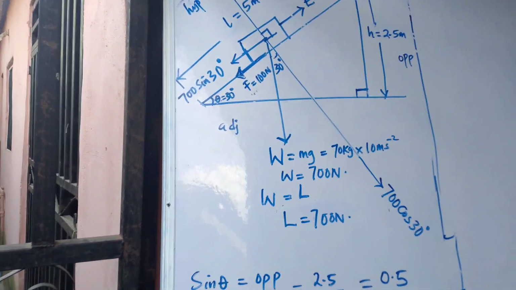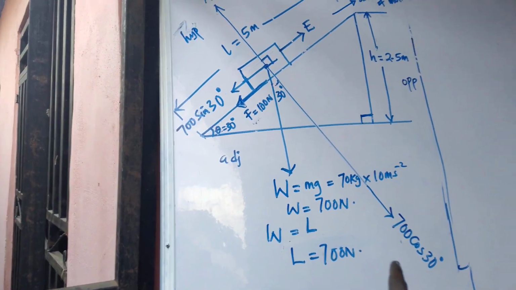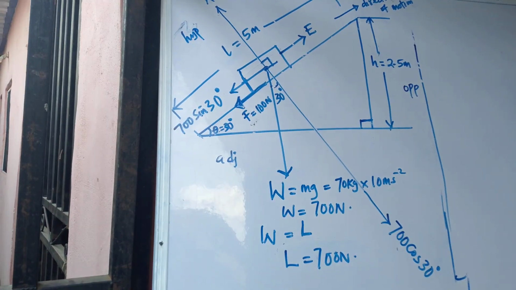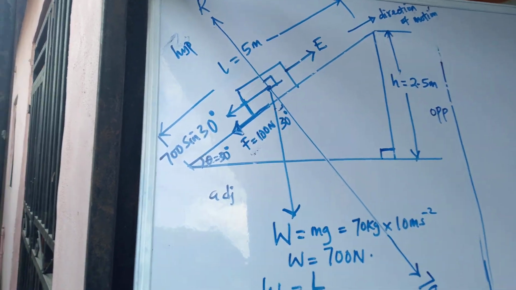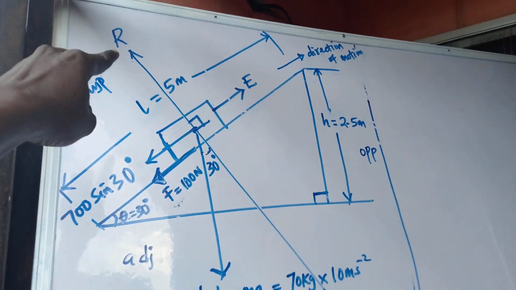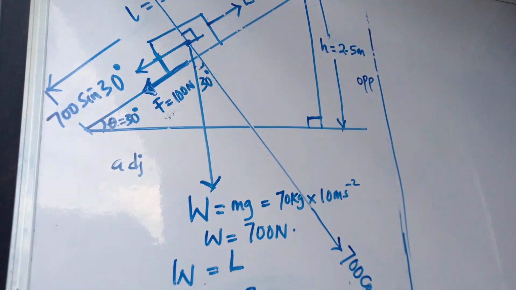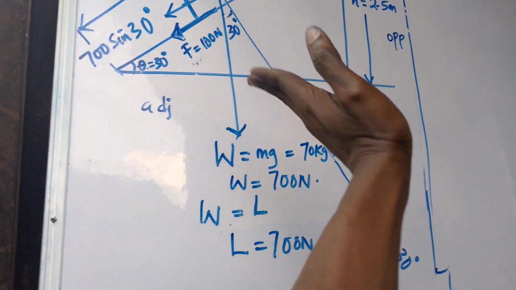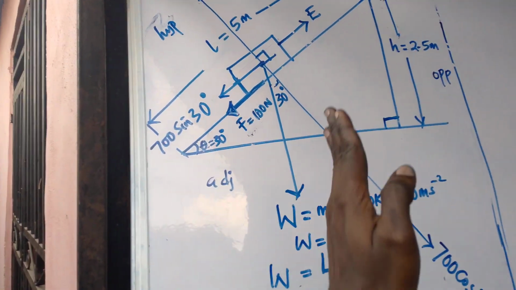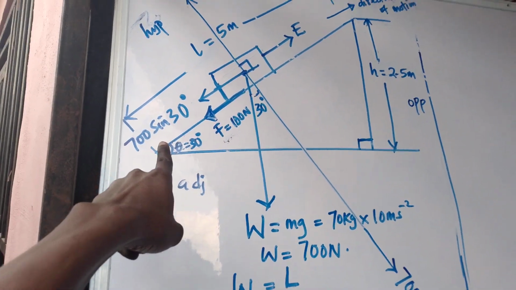So when I do the resolution of the force, I resolve the weight of the block perpendicular to the plane, and I have 700 cos 30 degrees, and parallel to the plane, I have 700 sine 30 degrees. So this is showing you the system of forces acting. We have the normal reaction at that point. Then over here we have 700 cos 30 degrees, when I resolve the weight perpendicular to the plane. Then resolving the weight parallel to the plane, I have 700 sine 30 degrees.